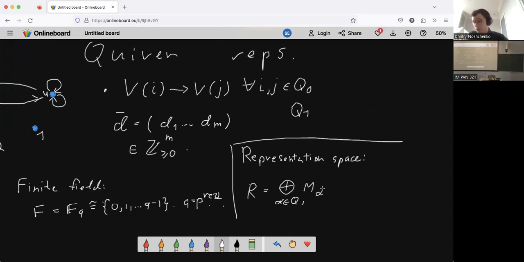So basically, these are matrices of size di times dj. So given that the arrow alpha is indeed an arrow from i to j, this matrix is now, of course, over a finite field. So basically there are only finitely many combinations of entries that you can put in these matrices. They're given by this set from 0 to q minus 1.